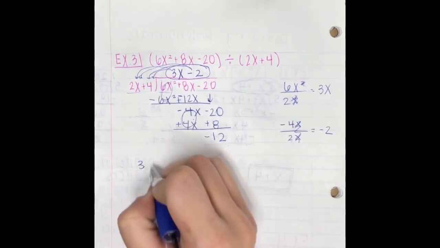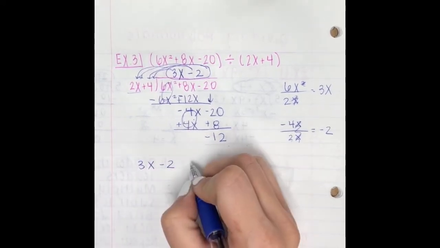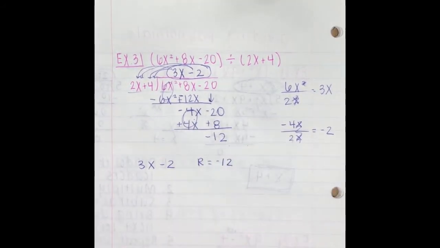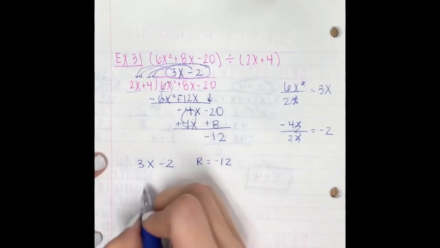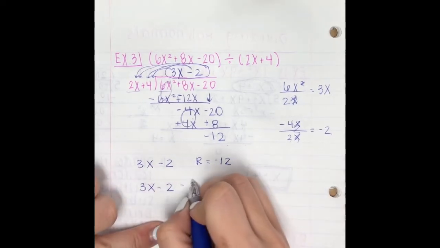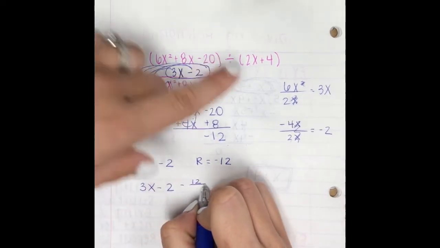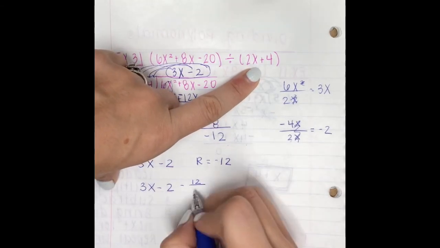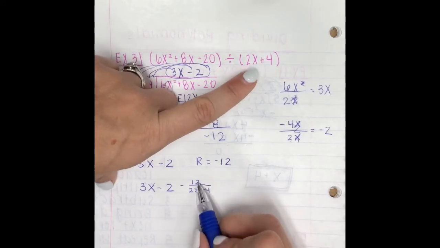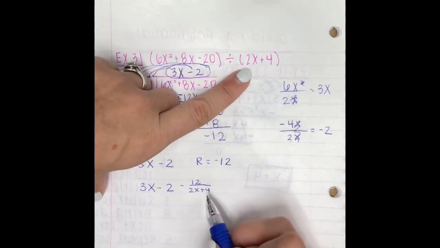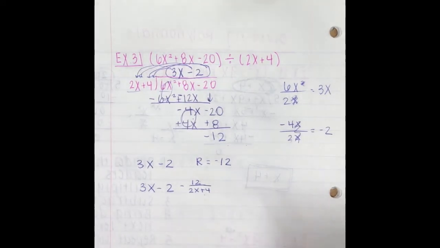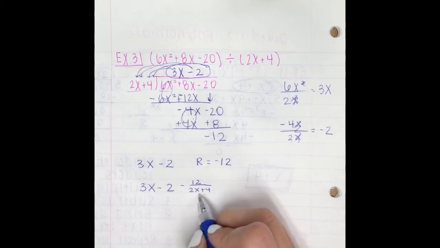So that means we have 3x minus 2 with a remainder of negative 12. So what they like to do with that is they like to keep this as your answer. And since it's minus, I'll put minus 12 divided by what you're originally dividing by. Okay? So they just put their remainder, the part that wasn't able to divide evenly, over the part we were dividing it by. Okay, so 12, the remainder, is still divided by the 2x plus 4.